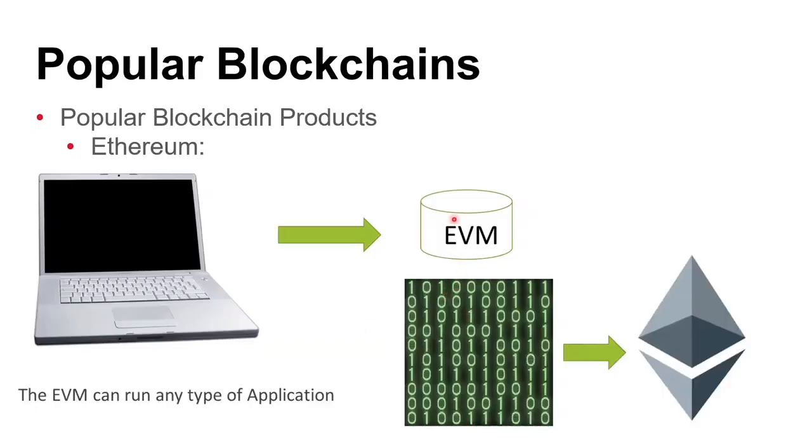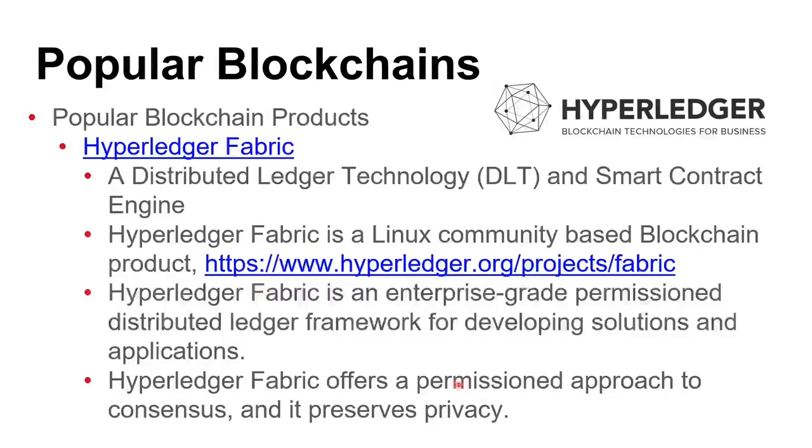So this is very similar to Java or .NET. So you write in your programming language of choice, you compile on the Ethereum virtual machine, and then this smart contract or distributed application runs on the Ethereum network. Some other popular blockchains, Hyperledger Fabric. So again, here's this distributed ledger technology and smart contract engine.